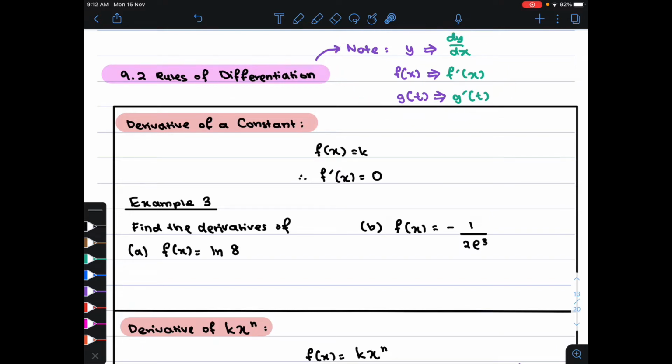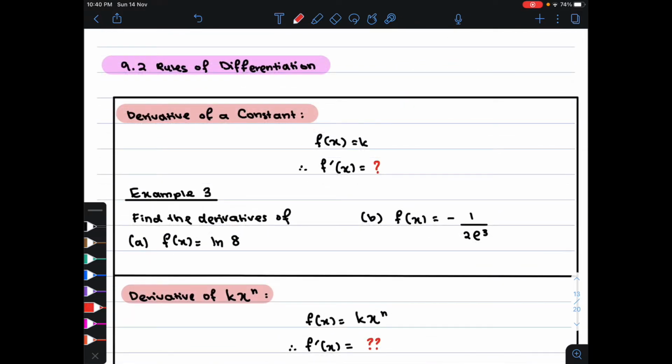So, what are some of the rules of differentiation? Let's start with the first one, which is the derivative of a constant. Say that you have a function f(x) equal to k, where k is a constant. Therefore, when you differentiate f(x), you will get f prime x. Now, what if you differentiate the constant k? If you differentiate a constant, that will give you 0.